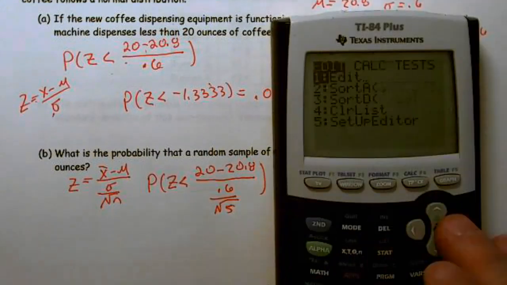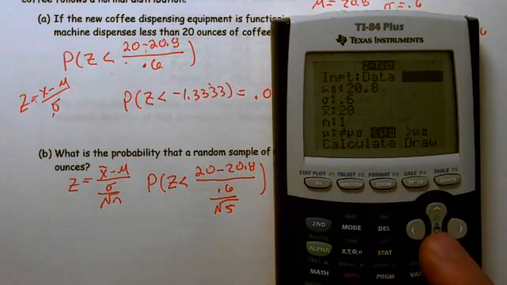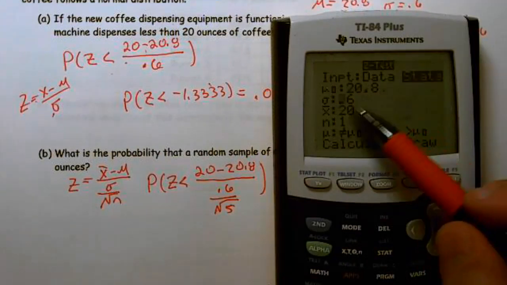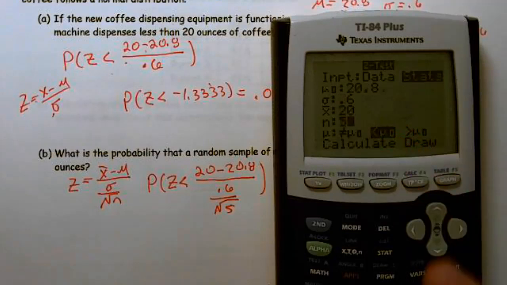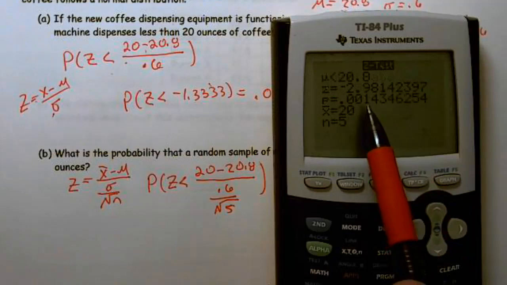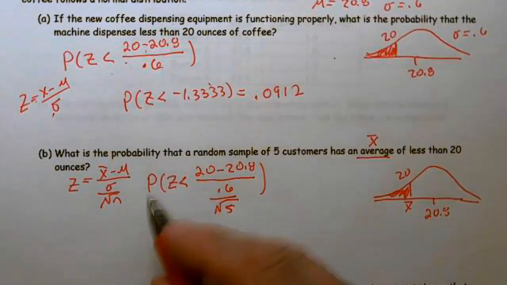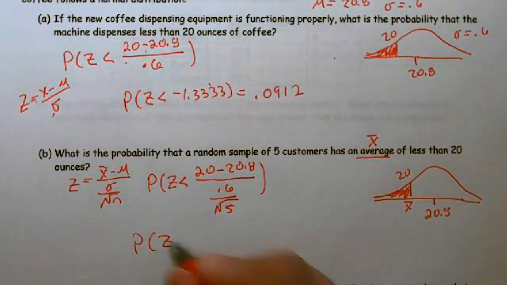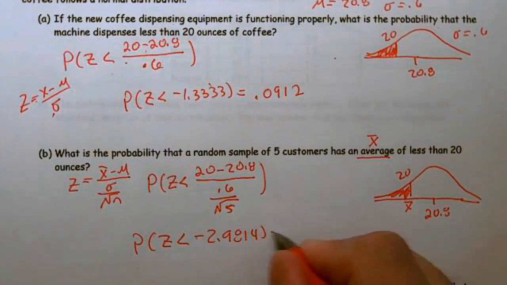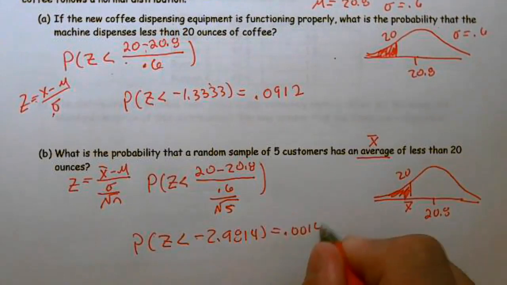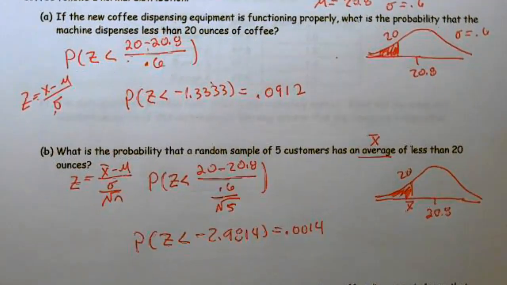If I go to STAT TESTS, Z-Test, 20.8, 0.6, 20, and now my sample size is 5, but everything else stayed basically the same. And I end up getting a Z score of negative 2.9814. So the probability that Z is less than negative 2.9814 equals 0.0014. Please make sure you're going to 4 decimal places. That makes a big help. All right.